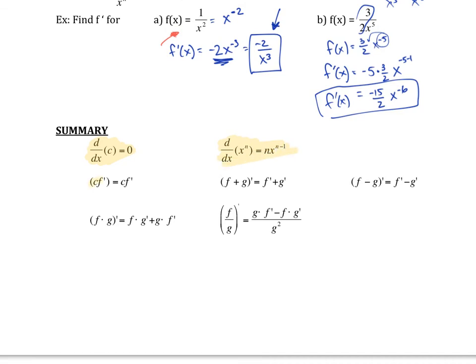Here is what you do if you have a constant out in front. It just stays there. Here is the sum rule. Remember, sum rule. Here is the difference rule. This is the product rule. And this is the quotient rule. Okay, so that's a summary of all the ones we went over.